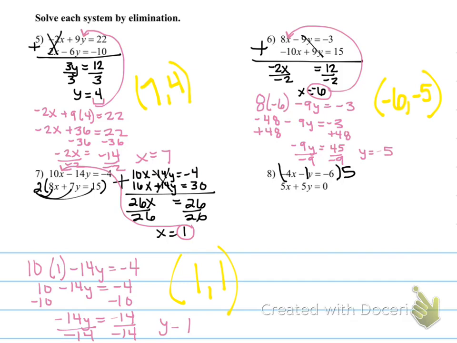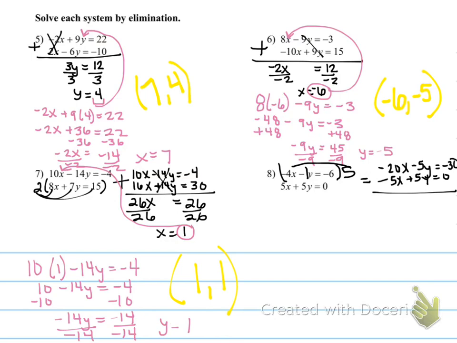I'm going to rewrite both of those equations to the side. So I'm going 5 times negative 4, which gets me a negative 20x. And then 5 times negative 1 gets me that negative 5y. And then 5 times negative 6 gets me a negative 30. And then that other equation is going to stay exactly the same. So 5x plus 5y equals 0. All right, so let's go ahead and add down and see what happens.